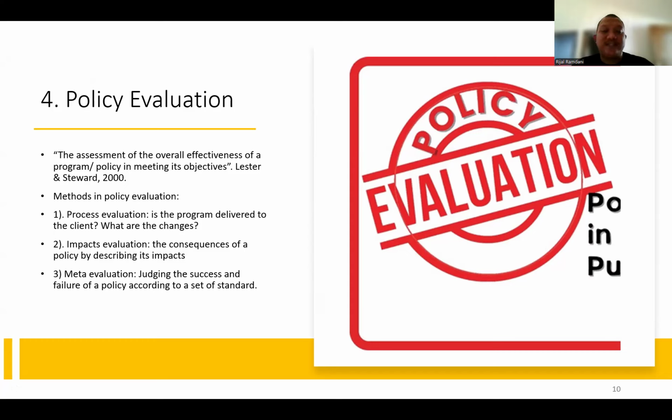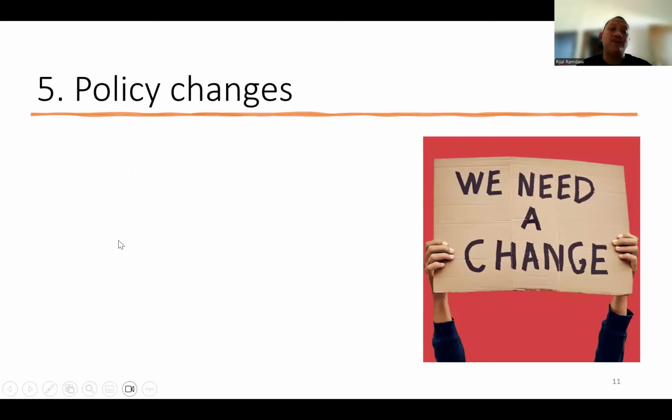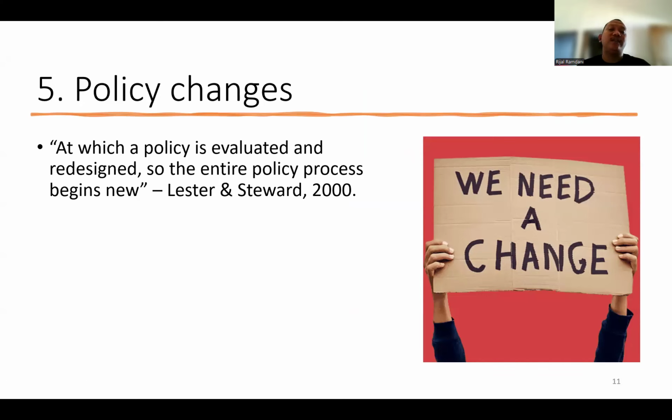We can also make an impact evaluation. We learn about the consequences of a policy by describing its impact. And meta evaluation is like judging whether the policy is a success or failure. If it succeeds, we continue the policy, but if it fails, we make a new policy or even terminate the policy.